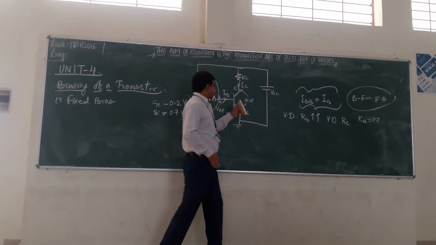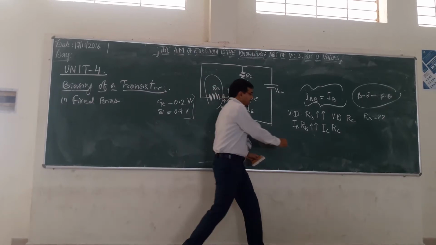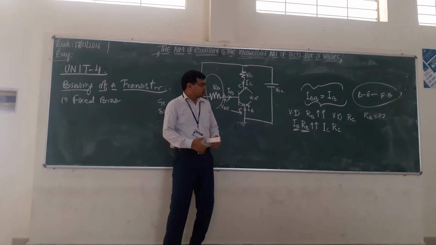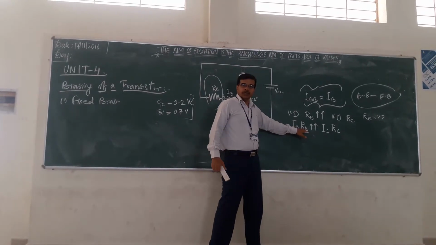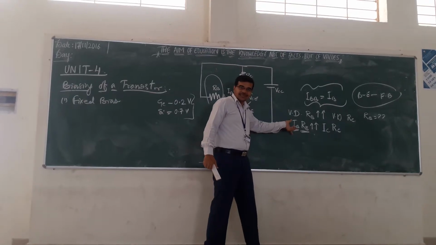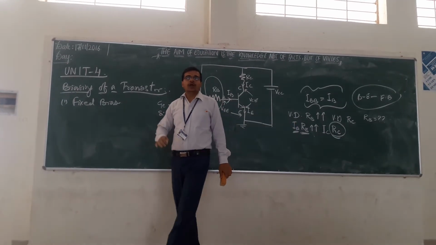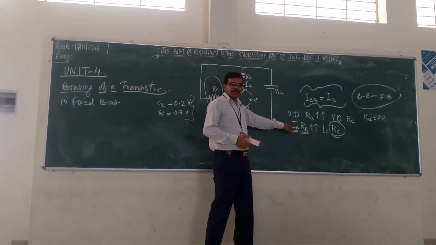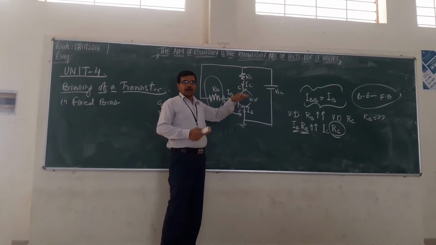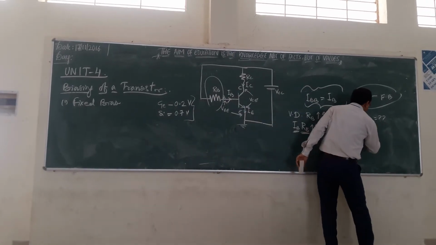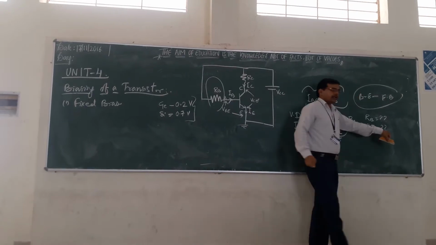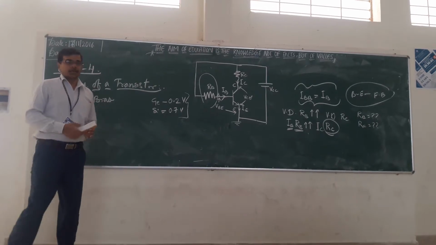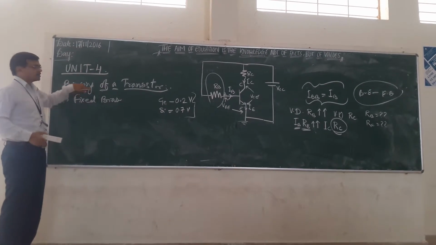So what does this mean? We have already calculated the value of RB and the value of IB. So IB we know, RB we know. On the basis of this condition, we can calculate the value of RC. As we have already calculated RB, now we are calculating RC. Now we can go for designing the transistor, and we will be able to complete this biasing.